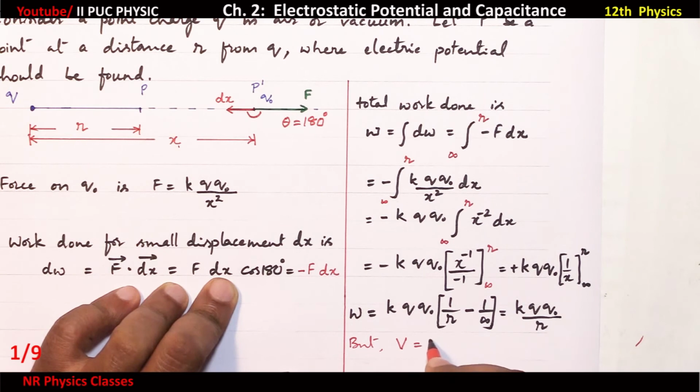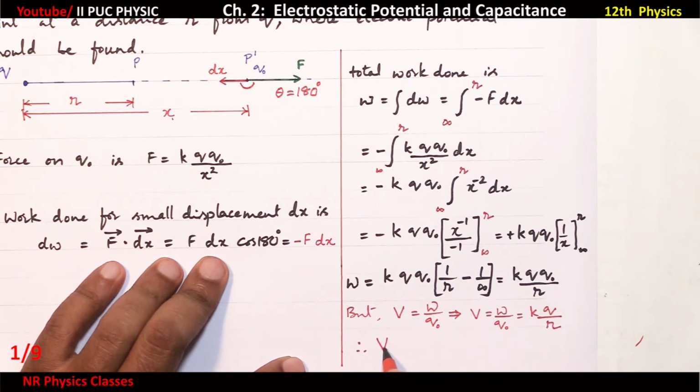potential is work by charge. Implies here is work, here is work by charge, equal to kq by r. Therefore, V equal to constant, which is 1 by 4 pi epsilon naught into q by r, charge by distance, q by r. So this is the required equation.